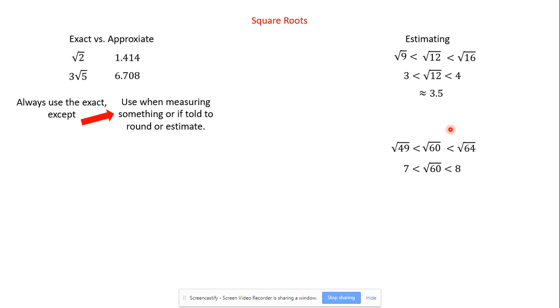So 7.8, 7.7. I think it's about 7.745 or something like that. But we knew it should be 7.7, 7.8, somewhere in that area. So that's what the estimate is about.